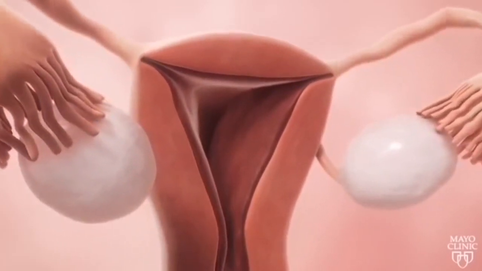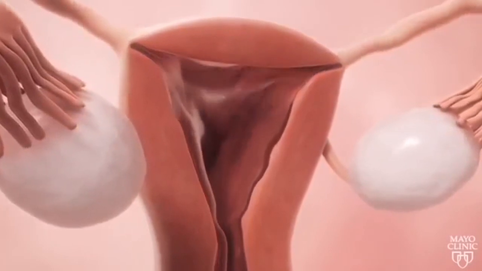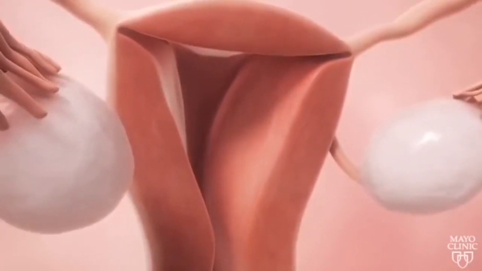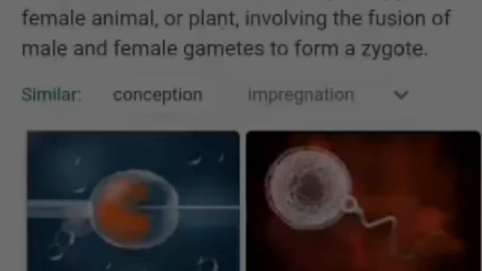If the egg isn't fertilized, it is simply reabsorbed by the body, perhaps before it even reaches the uterus. About 2 weeks later, the lining of the uterus is shed through the vagina, which is known as menstruation.